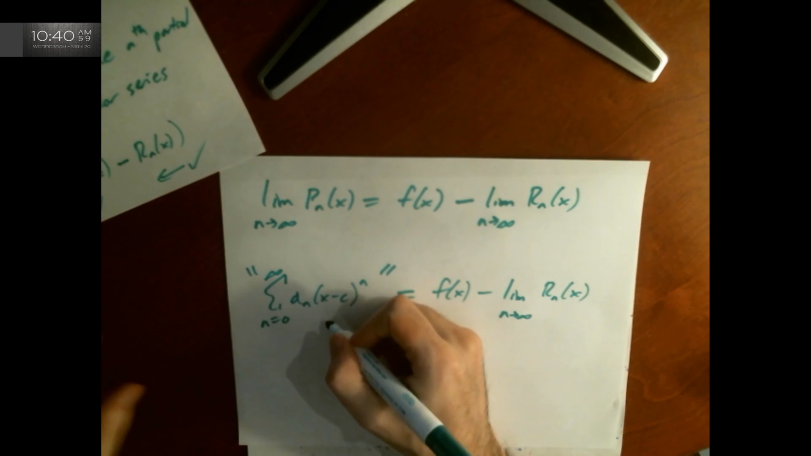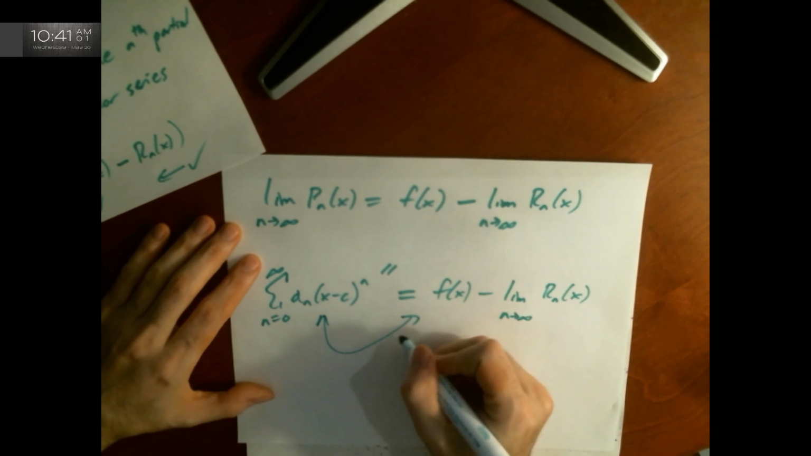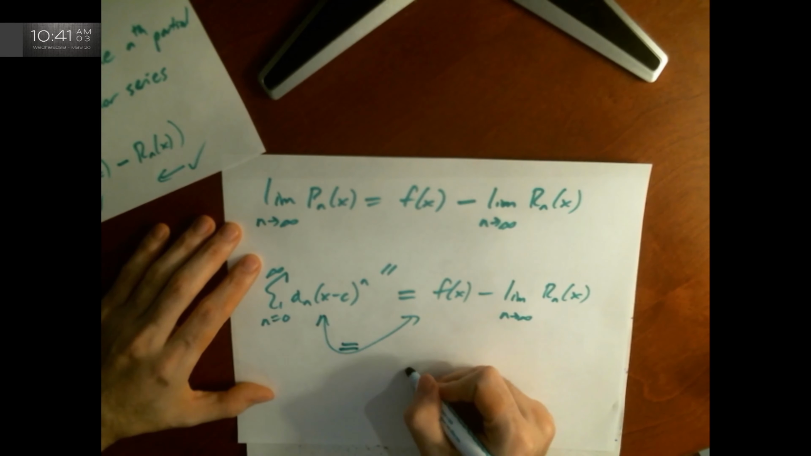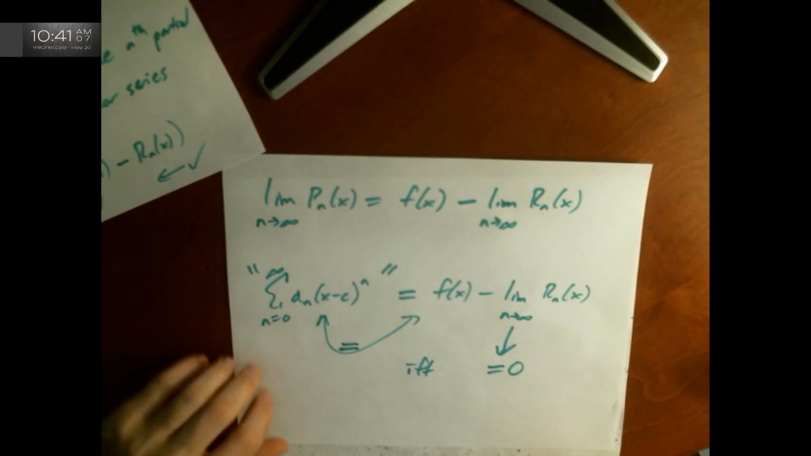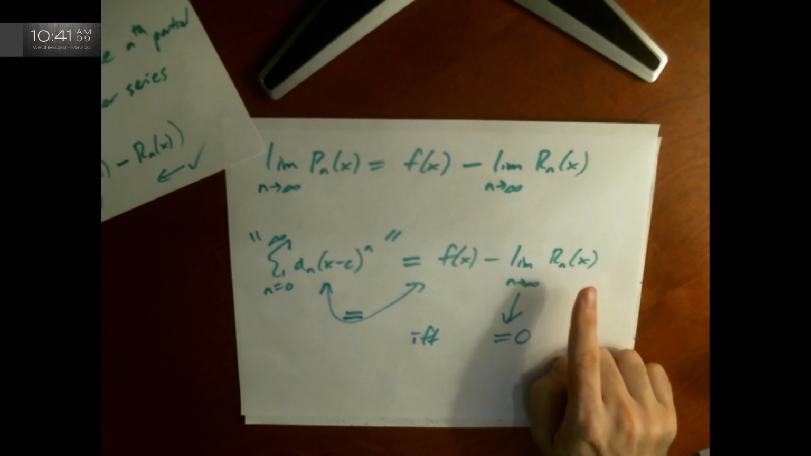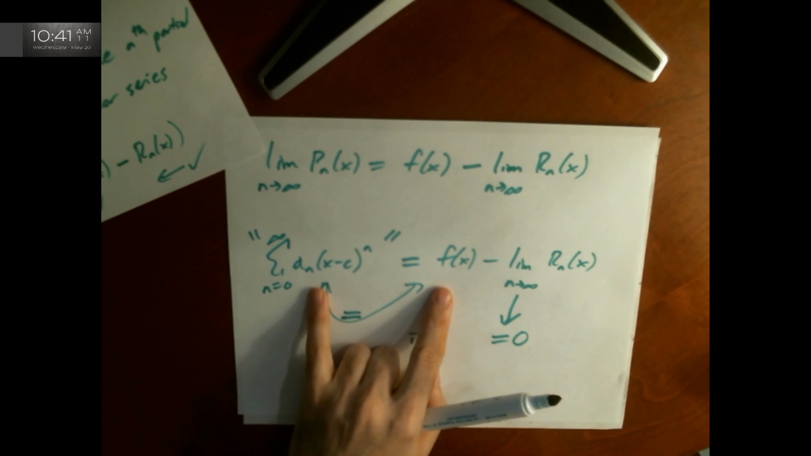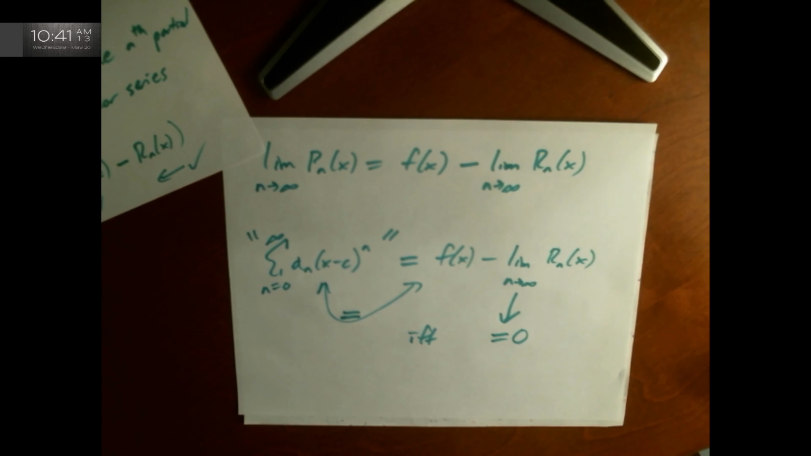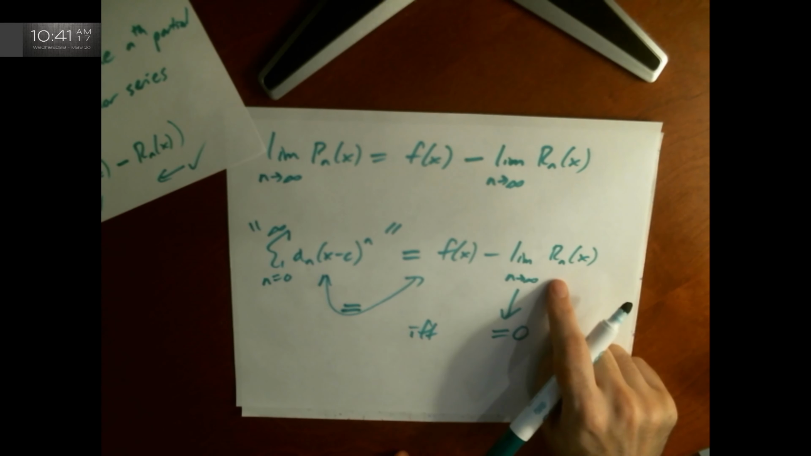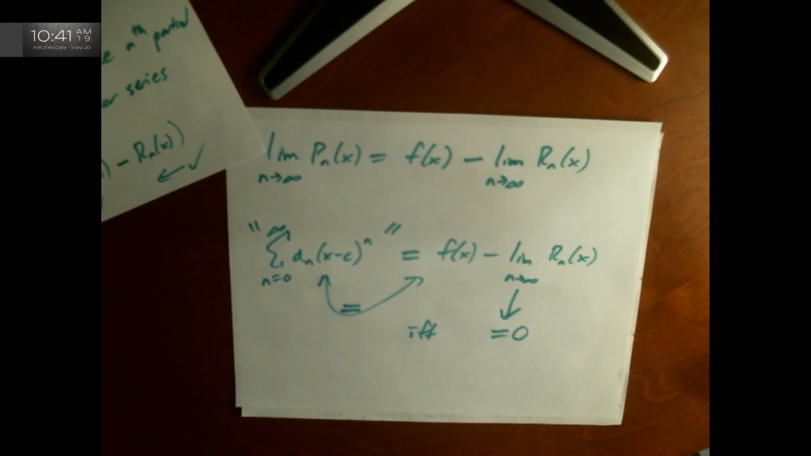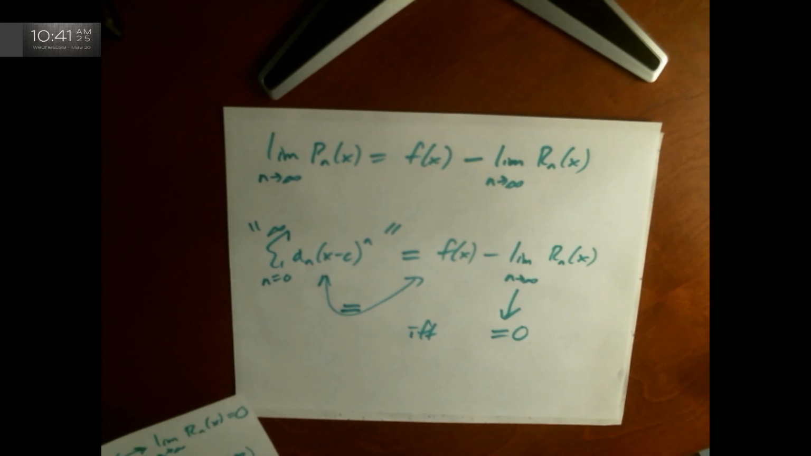So we get that these two parts are equal if and only if this part goes to 0. If the limit of the remainder goes to 0, then yes, my series converges and it's equal to f. Alternatively, if my series converges and it's equal to f, the limit of the remainder term has to be 0. And that concludes this proof. Not so bad either. A nice little combination. Works pretty well.